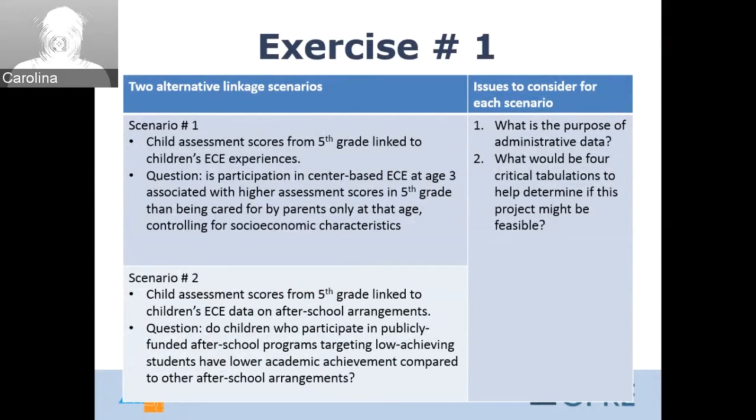Okay. So the issues I would like you to consider are, one, what is the purpose of the administrative data? We reviewed 5 different purposes, and you could use that framework to answer this. And two, what would be 4 critical tabulations to help determine if the project is feasible? The idea here is not for you to say, well, it's not feasible, I'm giving up. It's mostly, okay, this seems like a challenge. Maybe coverage is a challenge. Maybe measurement error is a challenge.